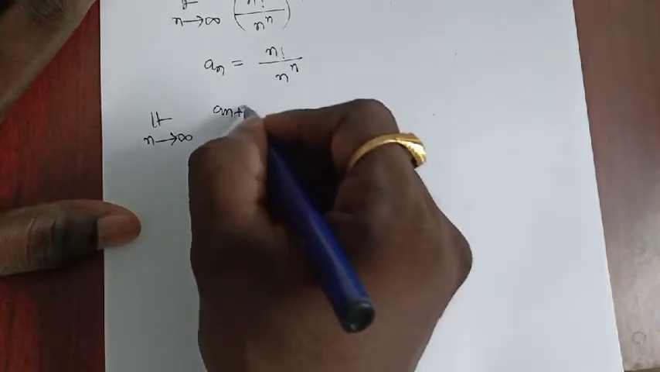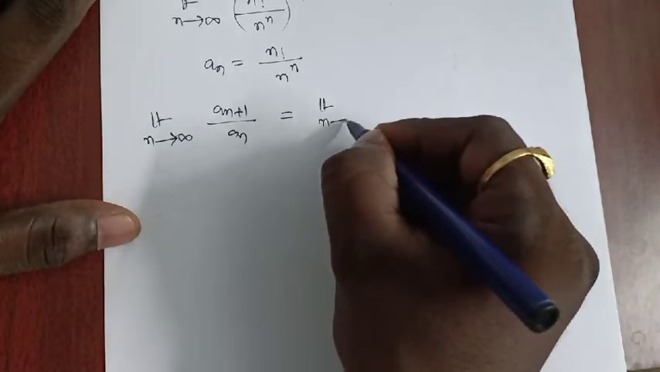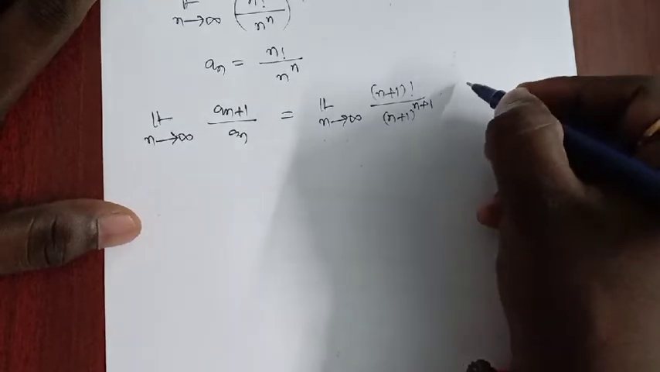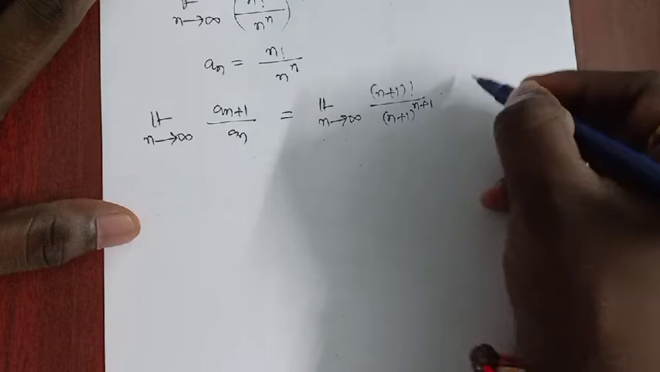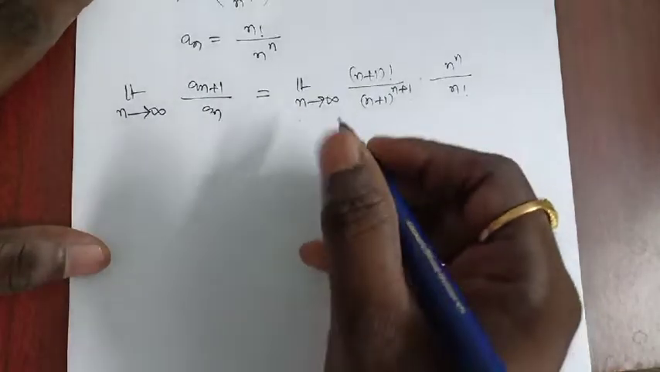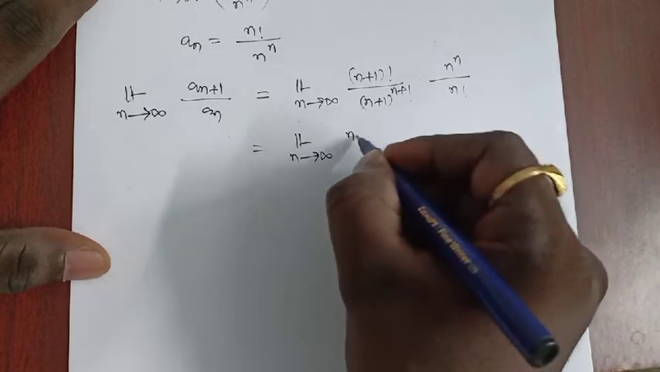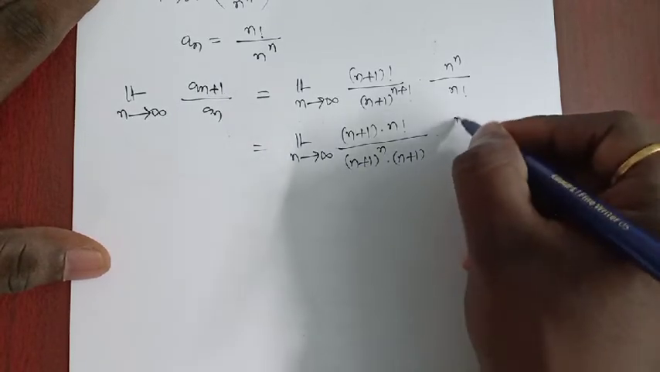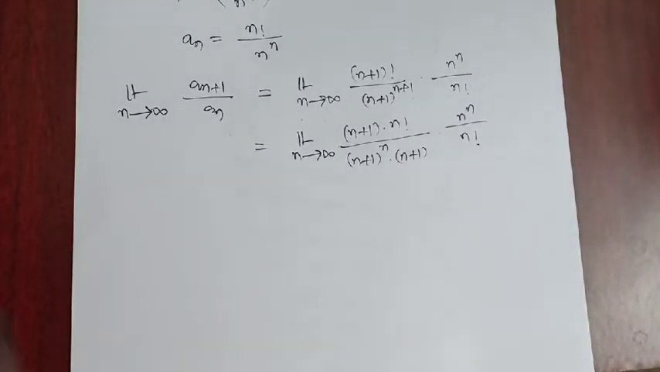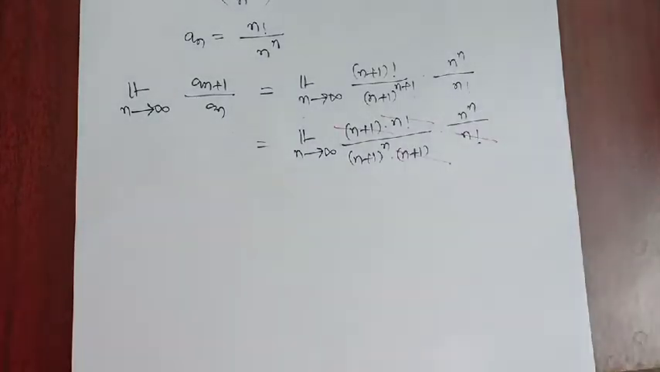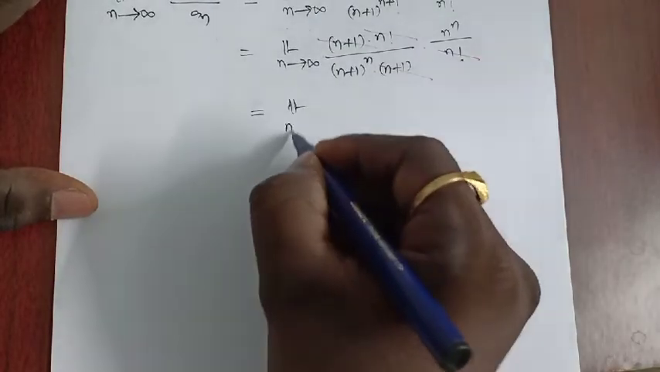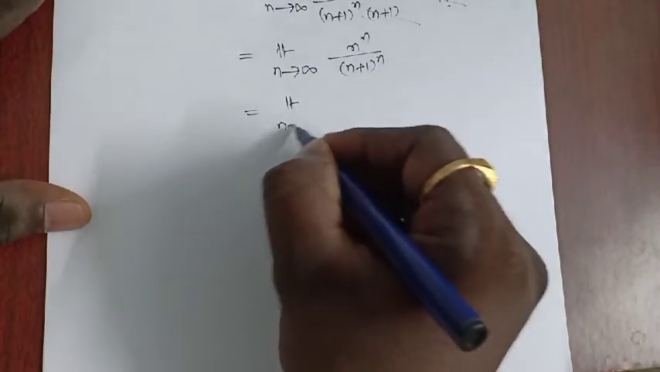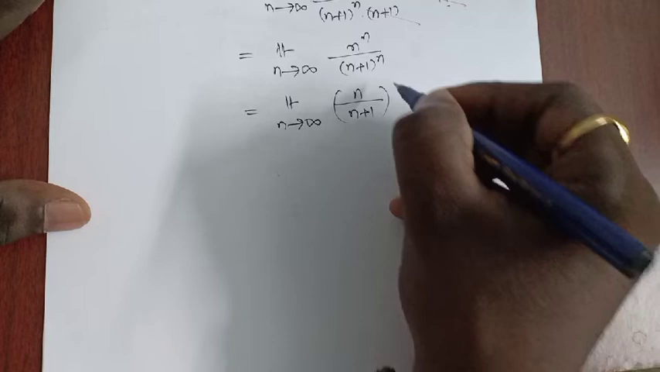Limit n tends to infinity a(n+1) by a(n) is equal to limit n tends to infinity, (n+1) factorial by (n+1) whole power (n+1), into the reciprocal of a(n), which is n power n by n factorial. So (n+1) factorial can be written as (n+1) into n factorial, divided by (n+1) whole power n into (n+1), into n power n by n factorial. So (n+1) gets cancelled and n factorial gets cancelled. Finally what we have is limit n tends to infinity n power n by (n+1) whole power n, which can be written as limit n tends to infinity (n by (n+1)) whole power n.